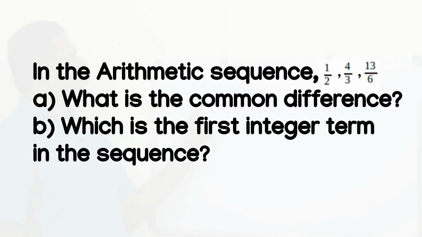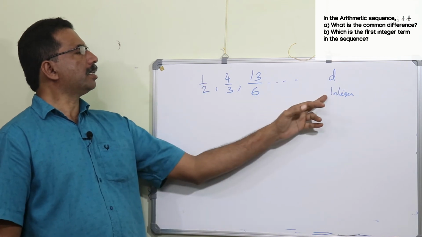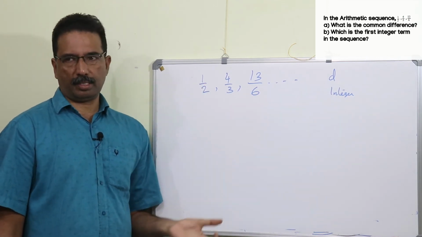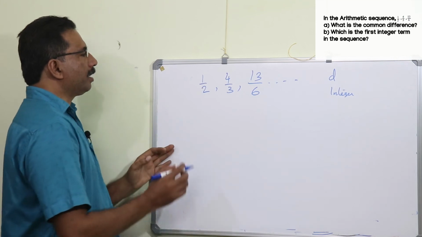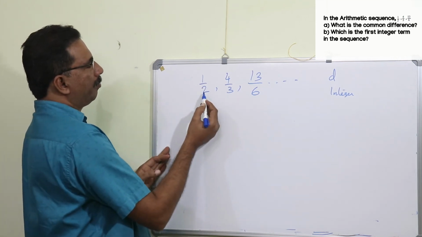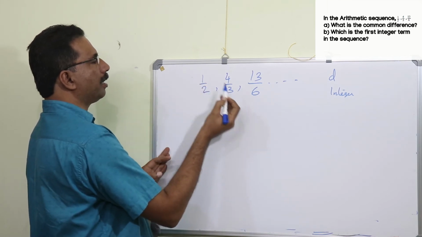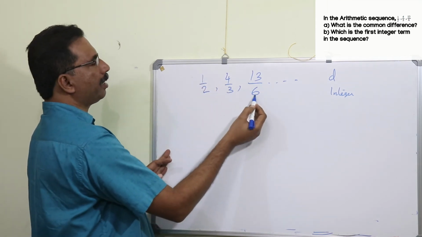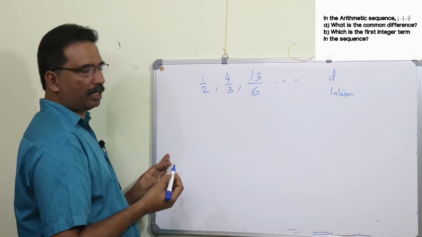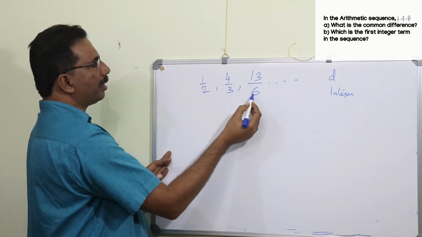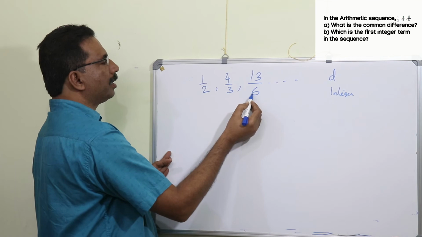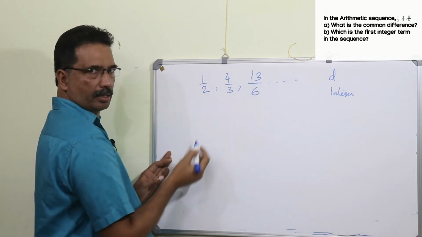Consider the sequence 1 by 2, 4 by 3, 13 by 6, etc. What is the common difference and what is the first integer term of this sequence? This is the question. We can rewrite this sequence. Here the denominator is 2, here 3, here 6. Therefore, we can write this sequence with the denominator 6.